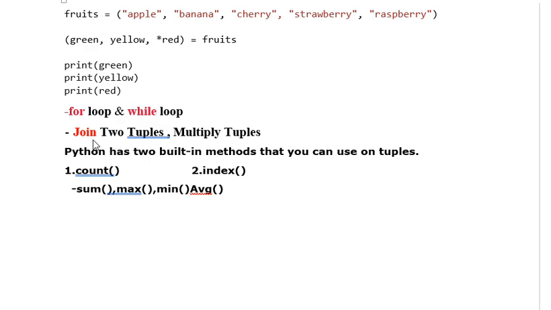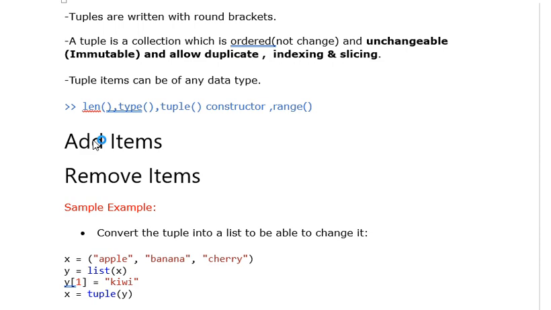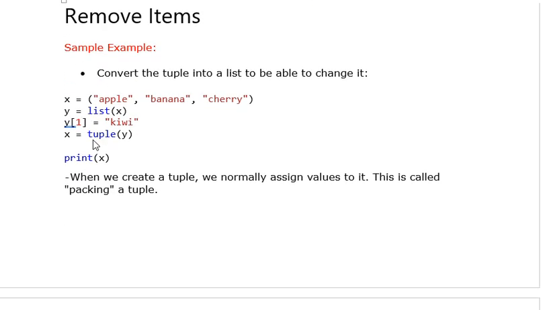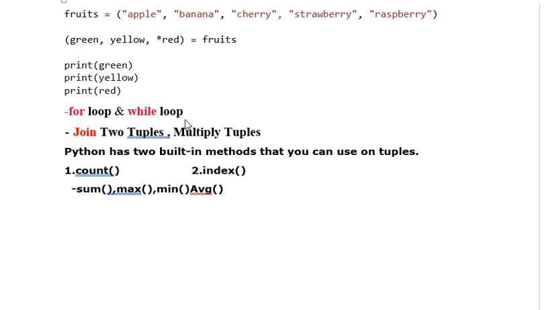Next, join two tuples. In this also, as I explained, to join two lists we use the plus operator. In the tuple also we use the plus operator to join two tuples. Let's see. Yeah, by using this plus operator we can concatenate these two tuples. This is tuple 3. Okay, next topic is multiply tuple. I'll show you how this multiply tuple works.